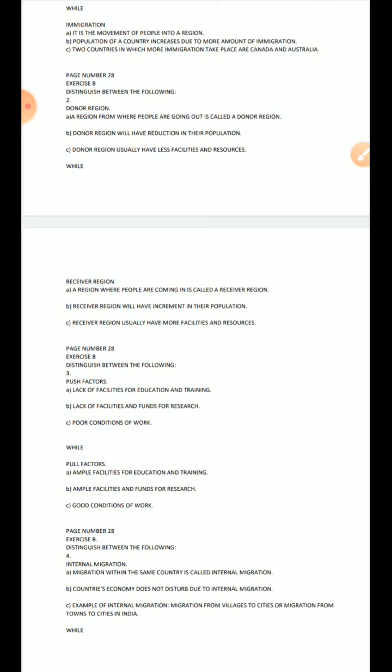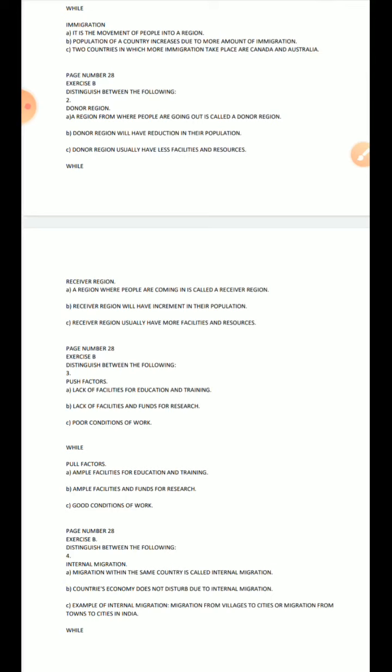Lack of facilities for education and training is there, then people will be pushed out of a country. Second point, lack of facilities and funds for research. Then third point is poor condition of work. Similarly, in the opposite column, we are just writing all the points which I have written in favor. The same level or same kind of point I have to give in against also. Pull factors are against point.